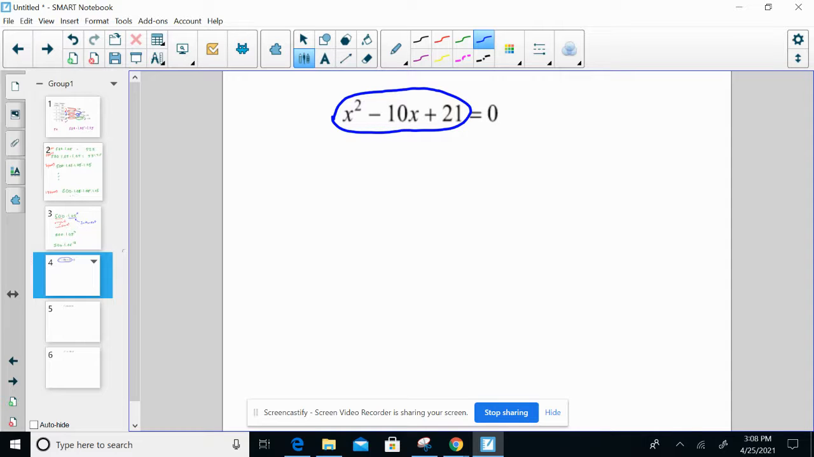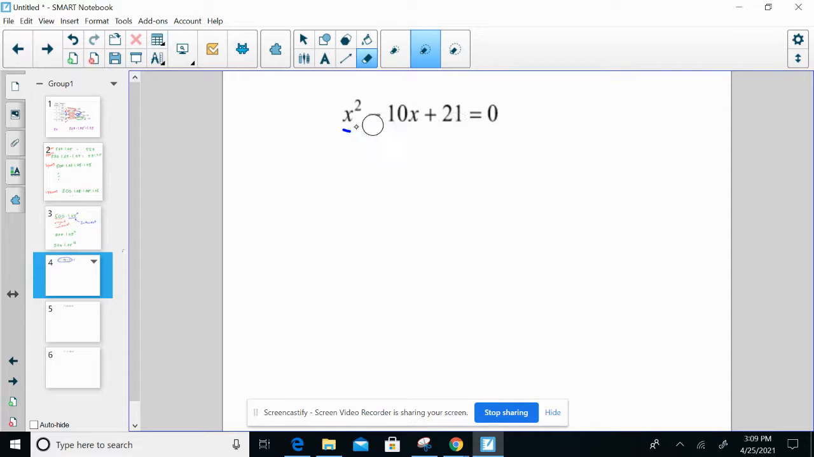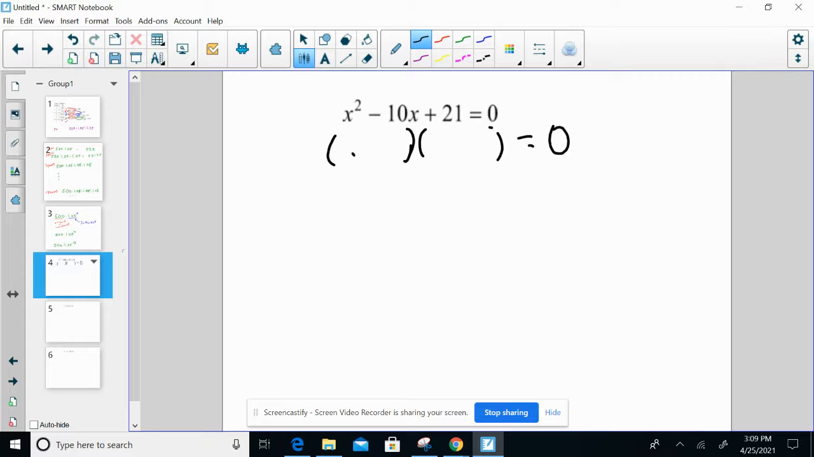Okay, 3 terms, x squared. And so that's your key to go like this. 3 terms, x squared is your biggest exponent. You're going to factor like this. 2 sets of parentheses. We'll keep the equals 0 here. We know it's going to be x and x, because x times x is x squared out front.